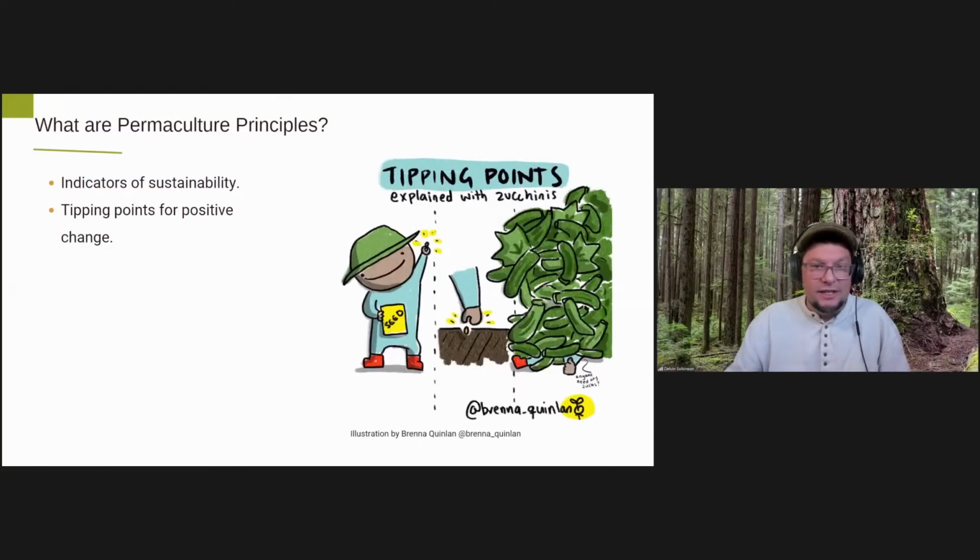Author of Gaia's Garden, Toby Hemenway, described permaculture principles as indicators of sustainability. The more principles you have at work in your system, the more likely it is to be functioning in a way that is caring for people, caring for the planet, and our collective future. So Toby saw permaculture as part of many global movements that are creating tipping points for positive change.